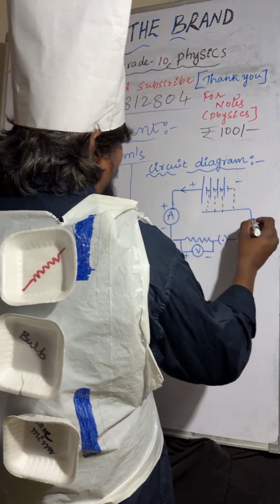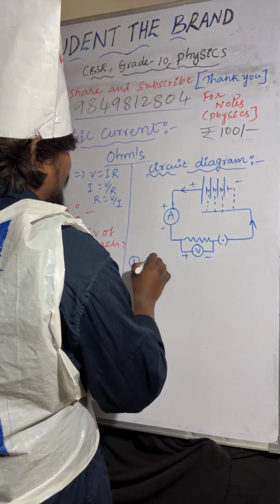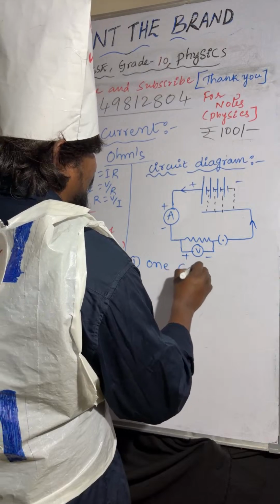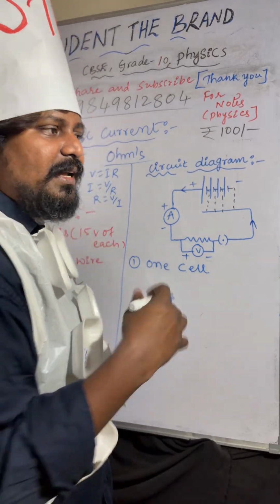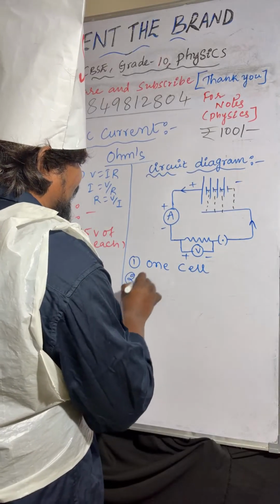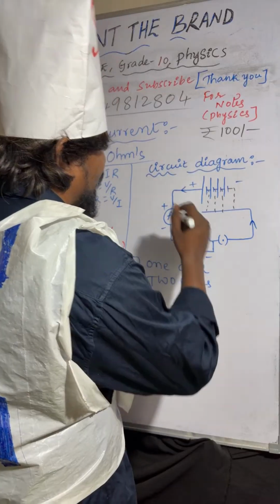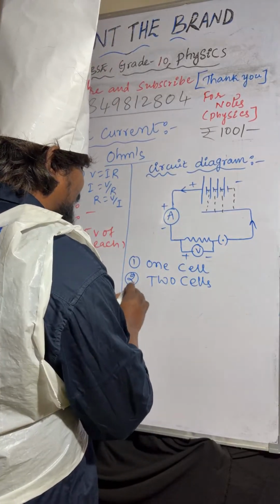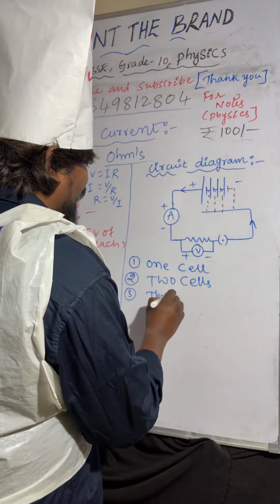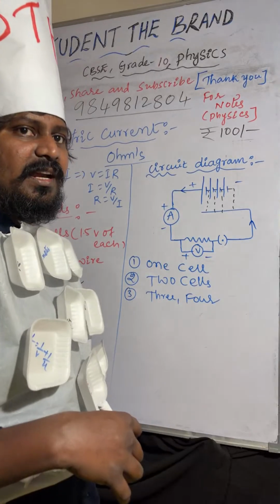Now you are connecting like this. First you have to connect one cell and note down the reading of the ammeter and voltmeter. Next, connect 2 cells and note down the readings of the ammeter and voltmeter. Next, repeat the process for 3 and 4 cells.